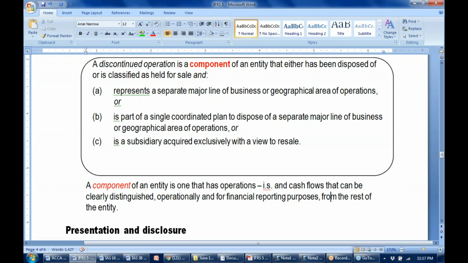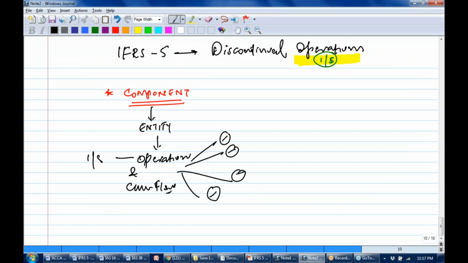Number two, before entering the definition, think of Unilever, for example. 2018, listen to this statement very carefully. In 2018, Unilever's edible oil, one component, is either disposed of or considered as held for sale. For example, in 2017, Unilever has, during the year, sold the edible oil unit.